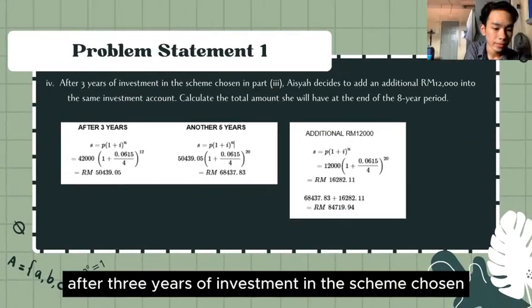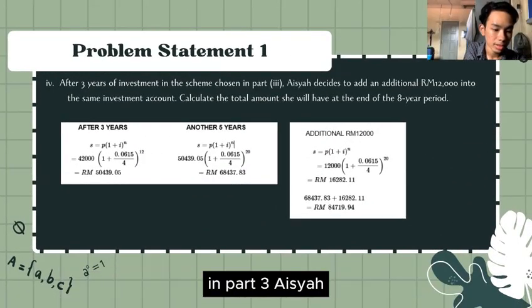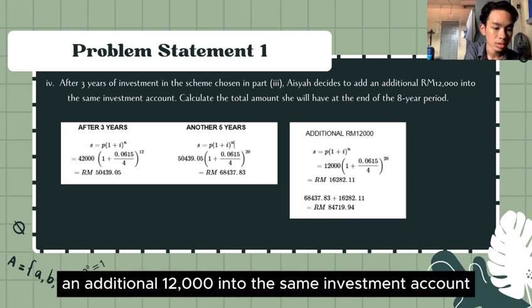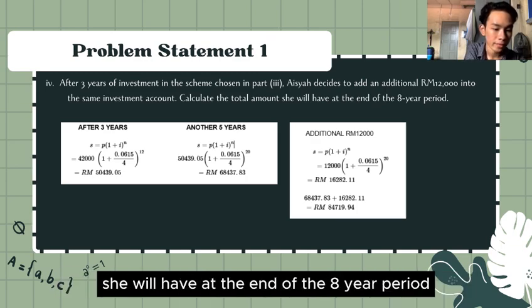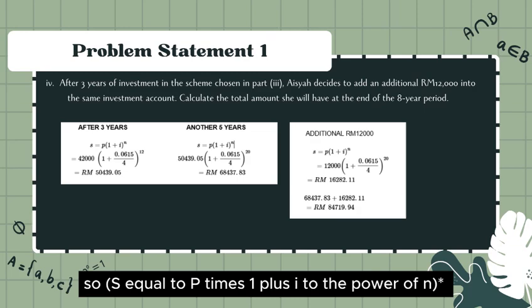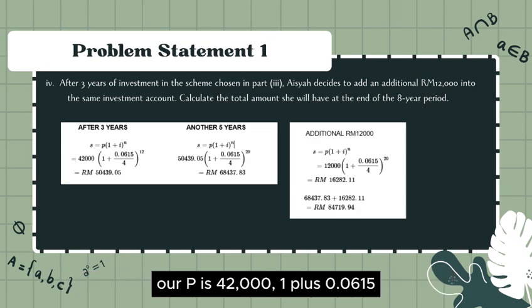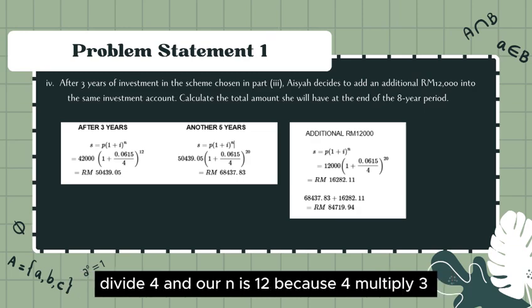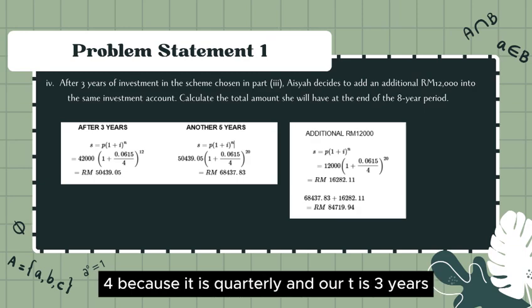After 3 years of investment in the scheme chosen in part 3, Aisha decides to add an additional 12,000 into the same investment account. Calculate the total amount she will have at the end of the 8-year period. So let's find the amount for the 3 years first. Okay, so S equals P (1 plus i) to the power of n. Our P is 42,000, 1 plus 0.0615 divided by 4, and our n is 12 because 4 multiplied by 3. The 4 is because it is quarterly and our t is 3 years.